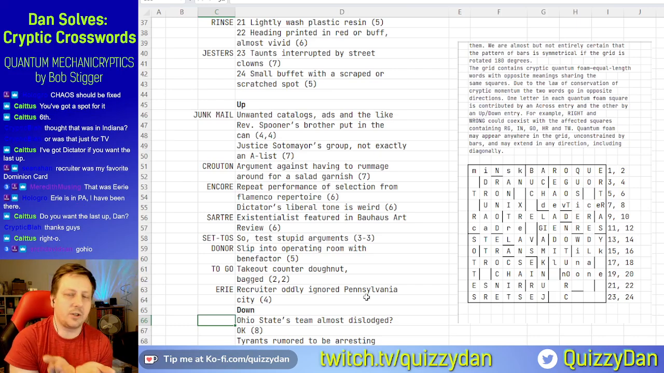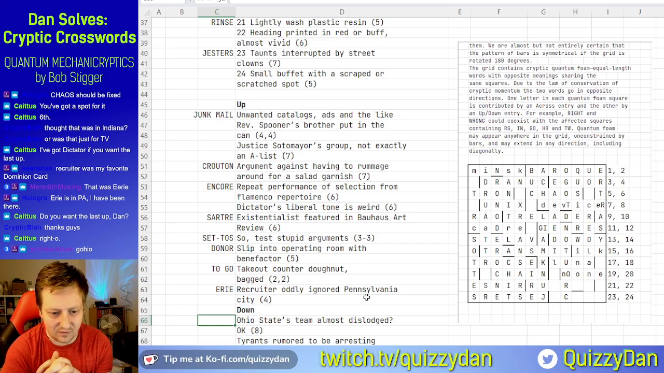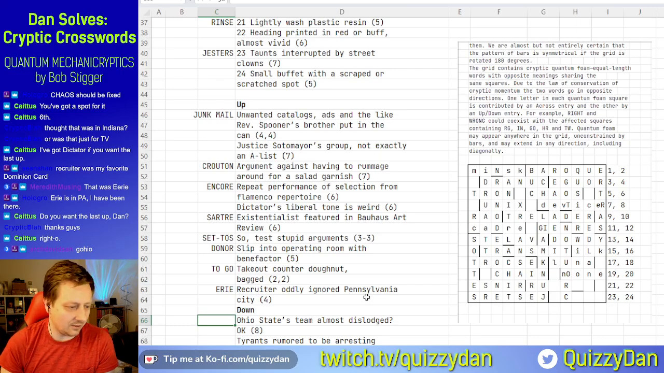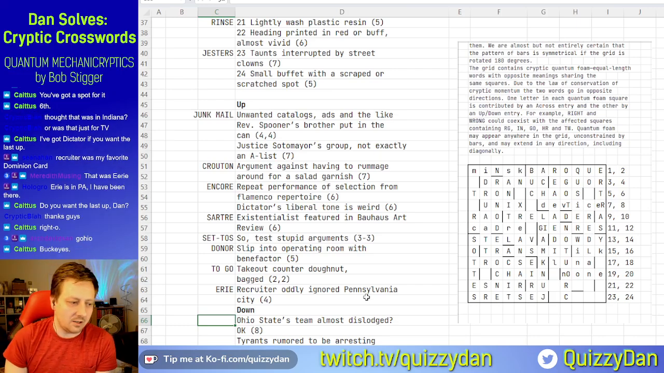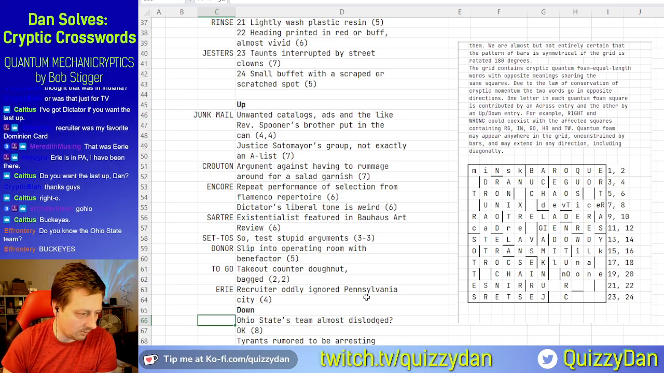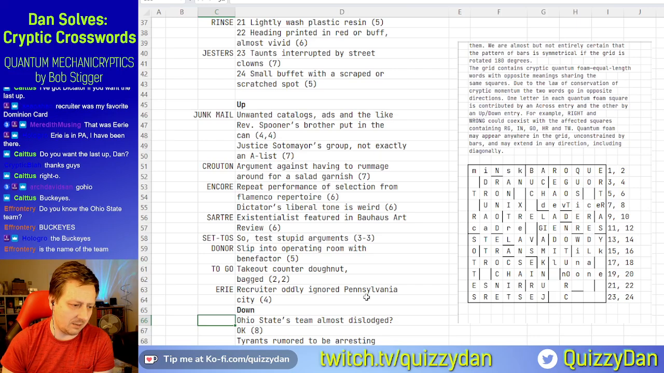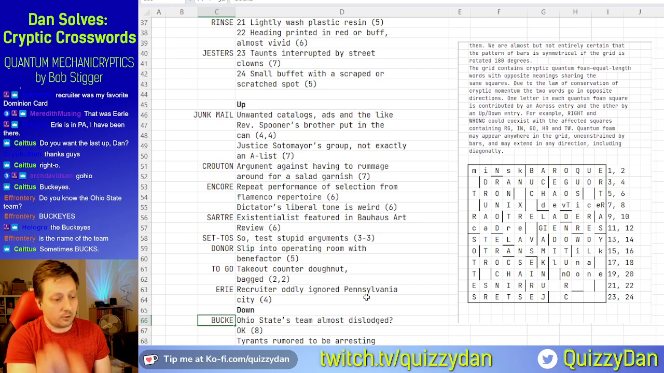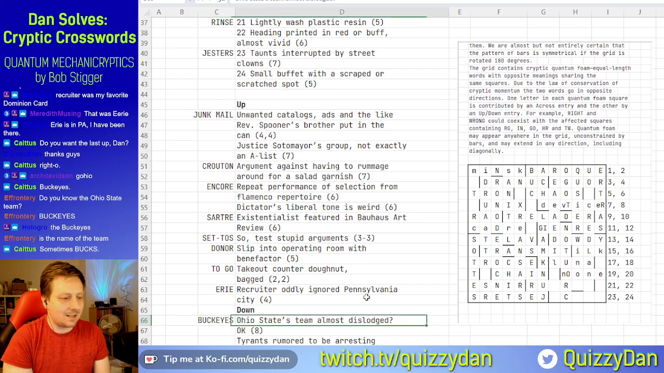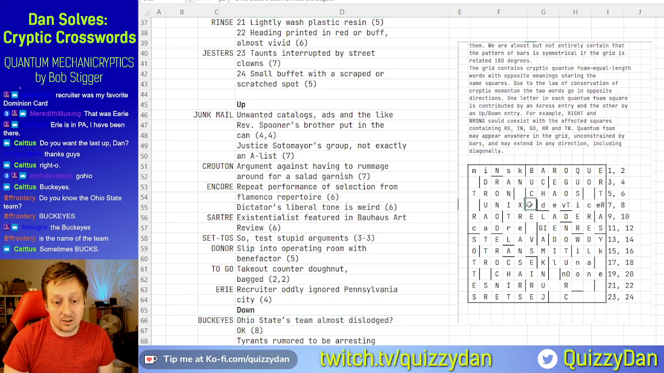Now, I don't know what the Ohio State team's name is. Can I have that, please? Happy to have that. Are they like the Crocodiles, the Mischief Makers, the Buckeyes? Okay. Almost dislodged. So Ohio State's team is Buckeyes. Almost dislodged, okay. So bucked must be dislodged. And then almost, take off the last letter, okay, is yes. So Buckeyes, well, that's going to go here.